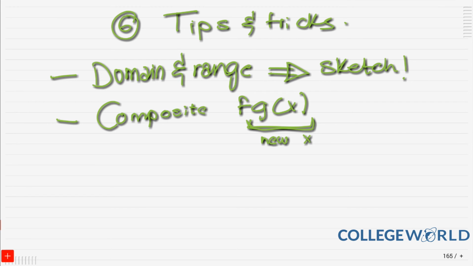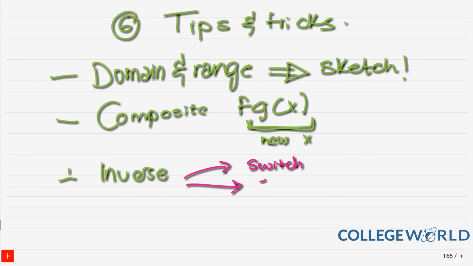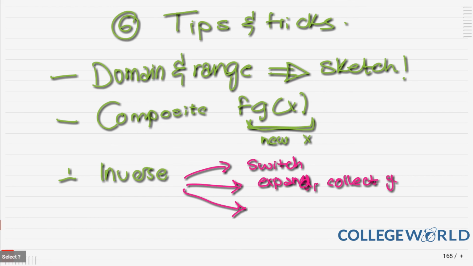Finally, for the inverse function, as I said, it can be difficult. First of all, you can just switch and it will be easy. But sometimes it's not that easy. Sometimes you need to expand, and then collect the y on its own, which was what we did in the previous example, and it can get even more complex. Sometimes you have to actually use the quadratic formula.